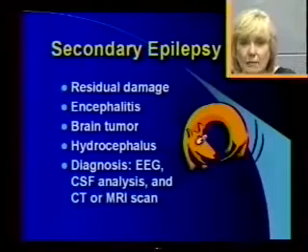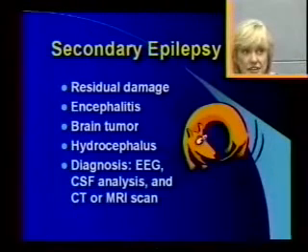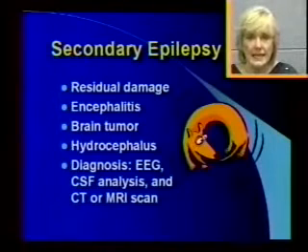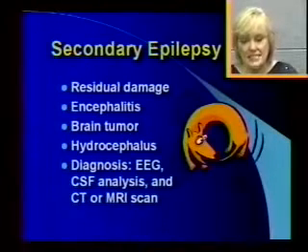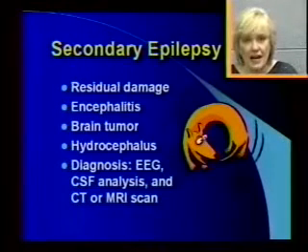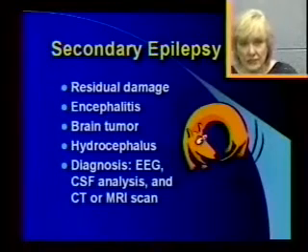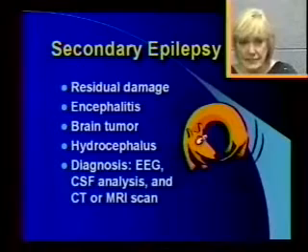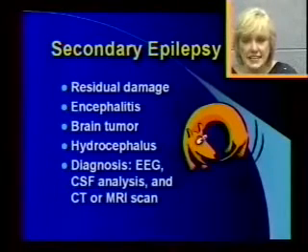Then we can have epilepsy, seizures that are due to something going on inside the brain. Some people call this symptomatic epilepsy. The classifications are kind of goofy right now in the veterinary field and in the human field. They're undergoing some transitions, so you might see some new classifications down the line, but this will get you through for now.